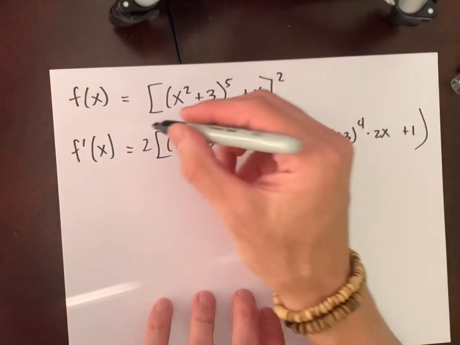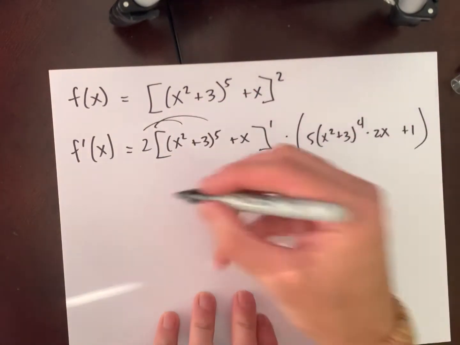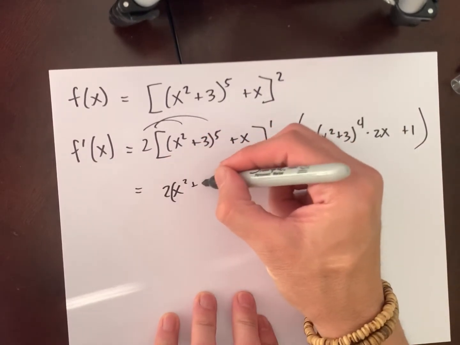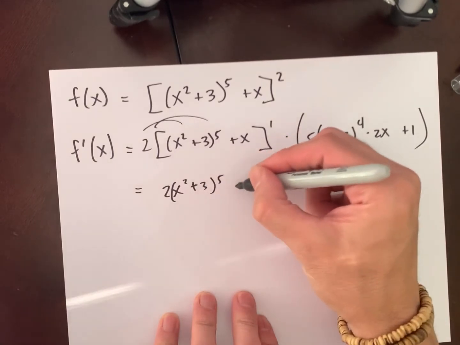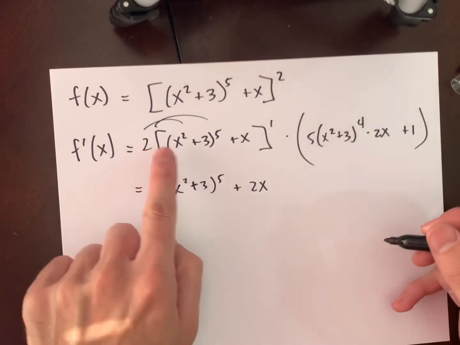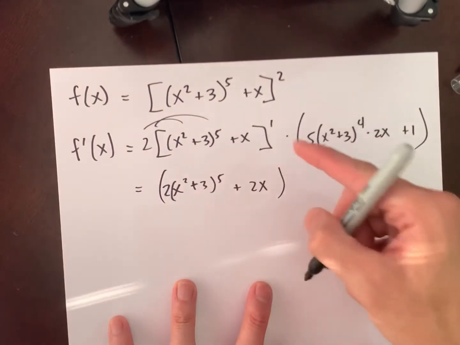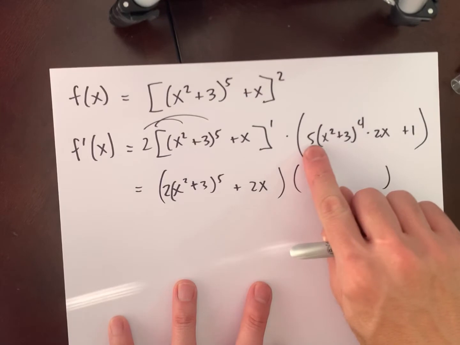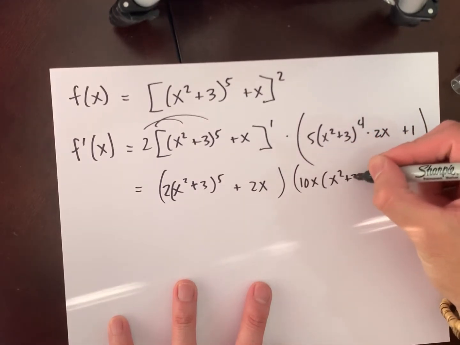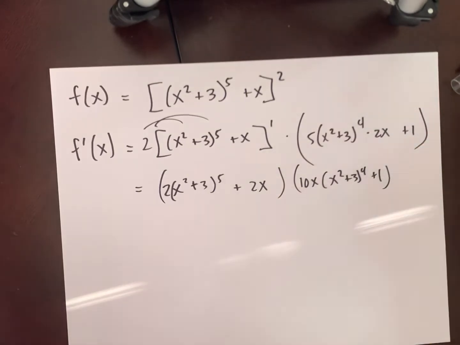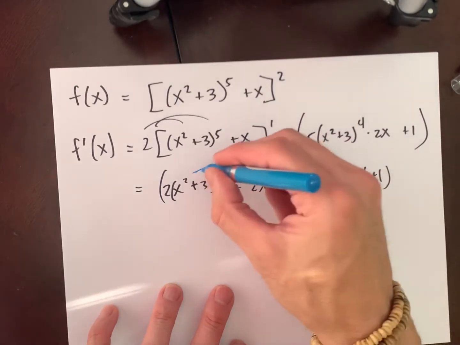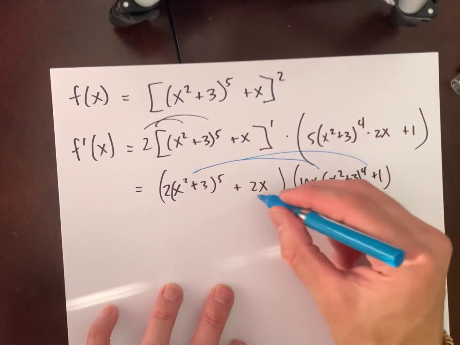And let's see, I think they want us to clean this up. So why don't we distribute the 2? This is 2 parentheses x squared plus 3 to the 5th plus 2x. I've distributed the 2, but it's still in parentheses because it's times. And 5 and 2x, that's 10x with x squared plus 3 to the 4th plus 1. And now let's apply the distributive property. Sometimes they call it FOIL, but it's really called the distributive property.